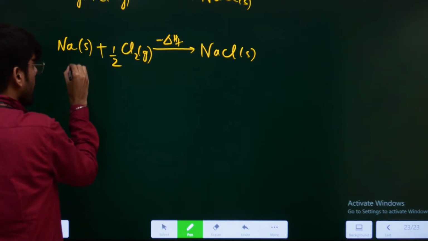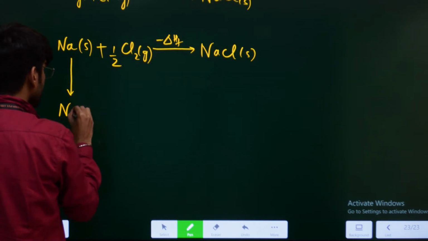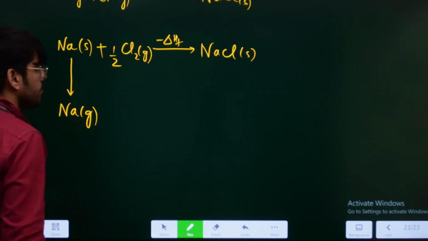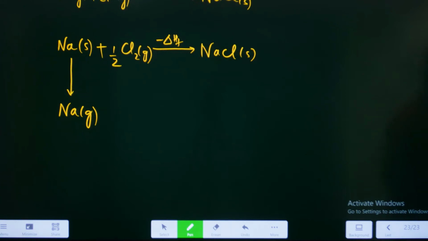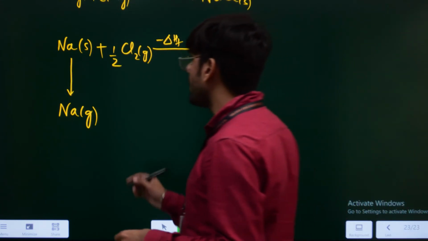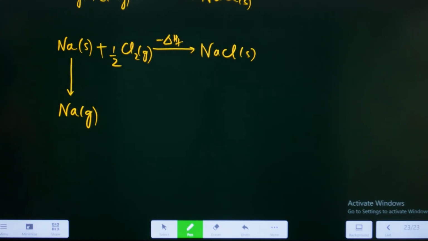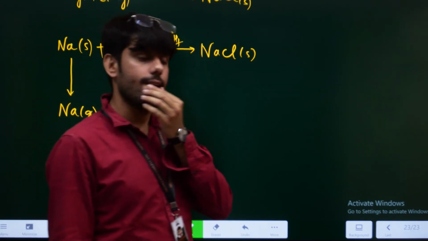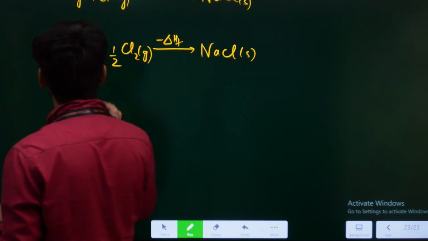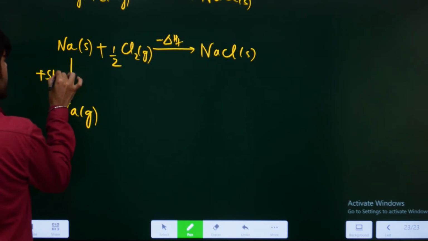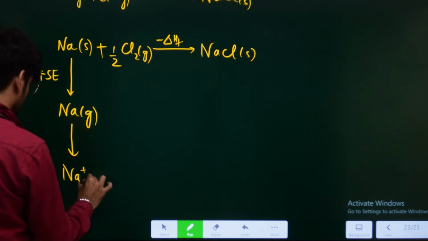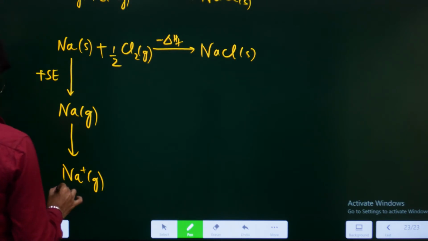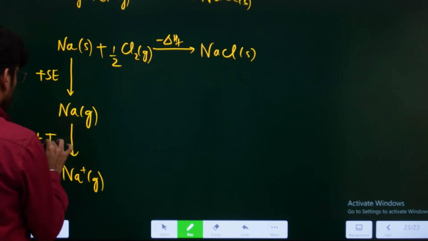Now see, first of all, I need to change it into Na gaseous. Yes or no? Yes, sir. And what is this energy? Sublimation energy. And the sublimation energy is endothermic or exothermic process? Endothermic. So basically we are going to supply the sublimation energy. Then I need to convert it into Na plus in gaseous form. What is this energy? Ionization enthalpy.